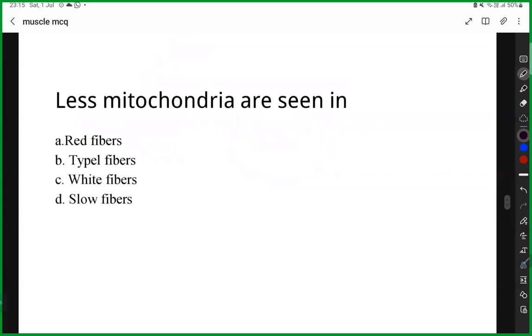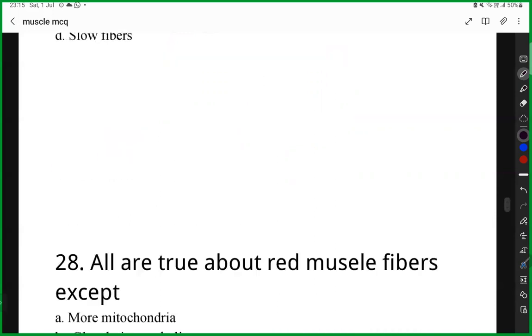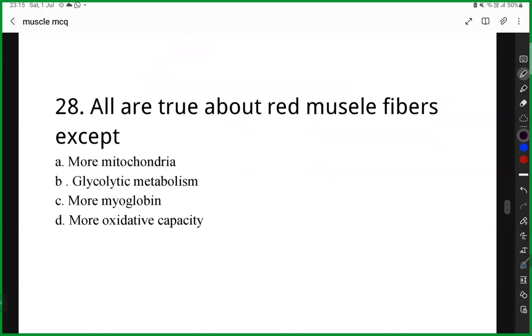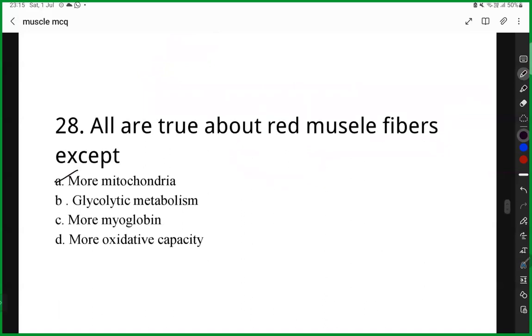Less mitochondria are seen in which fibers? You know that less mitochondria are seen in the white muscle fibers. Red muscle fibers have many mitochondria, white muscle fibers have less mitochondria. All are true about red muscle fiber except, again, red muscle fiber has more mitochondria, right? It has more myoglobin, it has more oxidative capacity. But the red muscle mainly depends upon aerobic metabolism, not anaerobic metabolism. Therefore glycolytic metabolism does not predominate. So that is why option B is wrong.